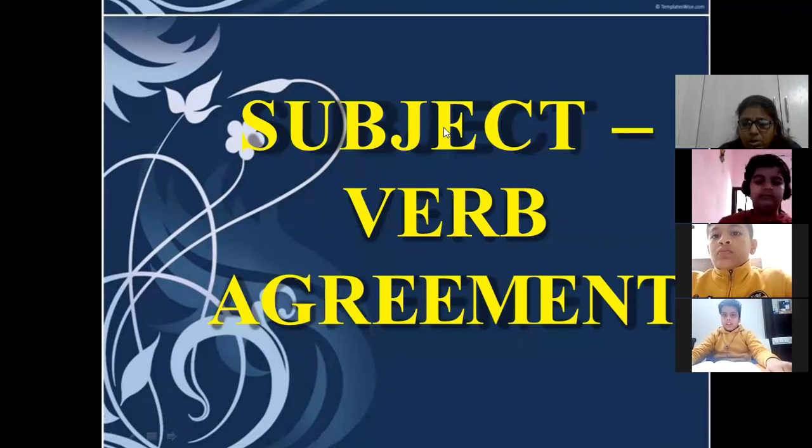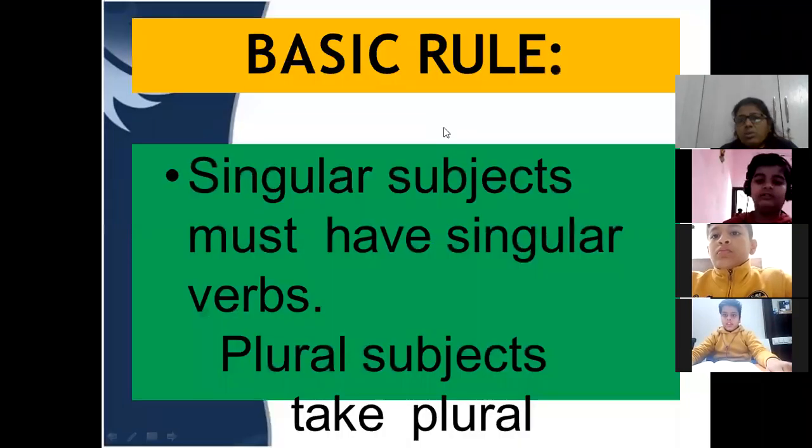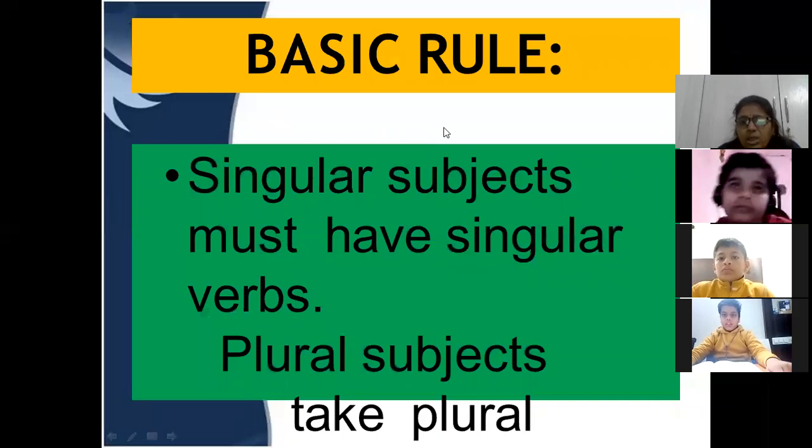So now, basic rule. So this is the basic rule which is shown here on the screen, that singular subjects must have singular verbs and plural subjects take plural verbs. It means subject is what?